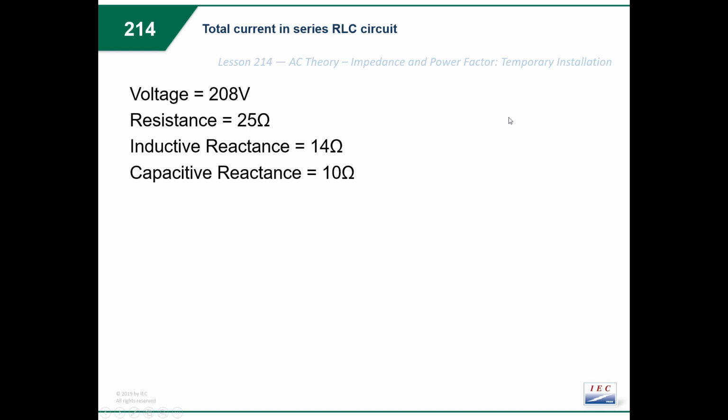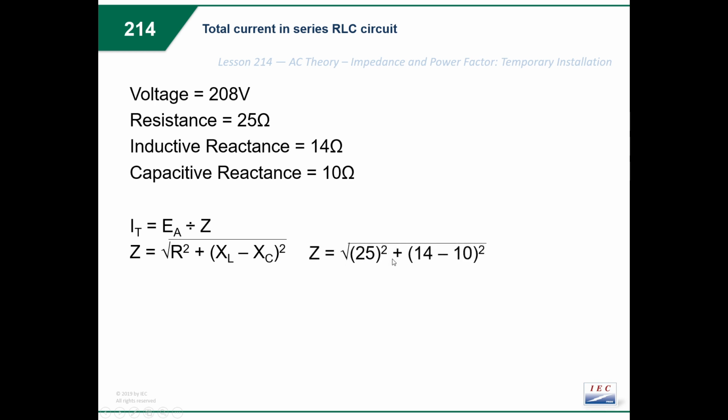So what's our formula for finding current in a series RLC circuit? Well, it is I total equals E divided by Z, or total amperage equals voltage divided by impedance. So let's take a trip back. How do we find impedance in a circuit? Well, that formula looks like this: the square root of R squared plus XL minus XC squared. So let's fill in these values here. 25 squared plus 14 minus 10 squared. Simplify that, we get 625 plus 16. Adding these together, 641.